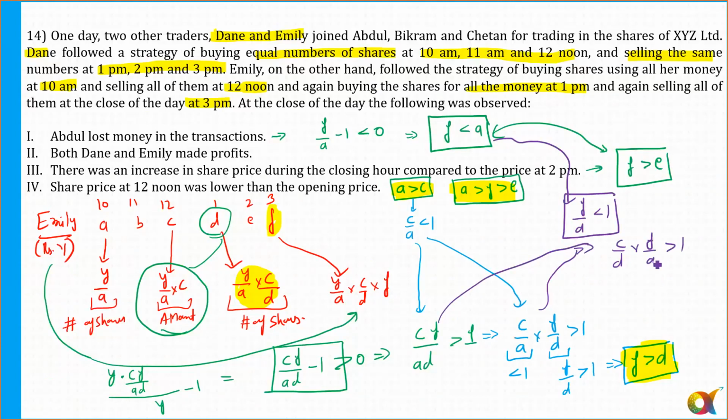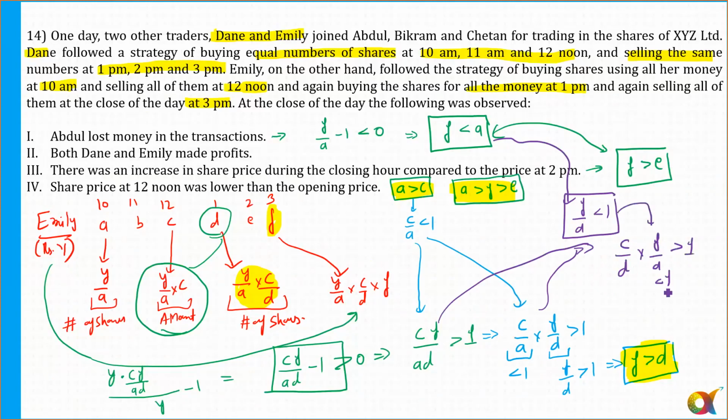Okay, F by D, C by A into F by D, not C by A. C by D into F by A. Let me write down neatly. Okay, so I'm writing this as C by D into F by A, which is greater than 1. And from here, F by A is less than 1.